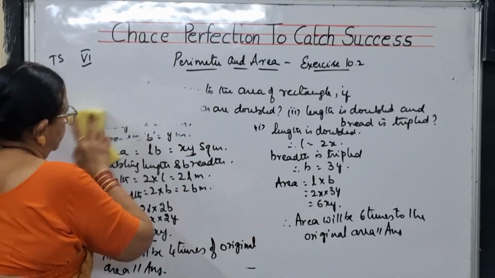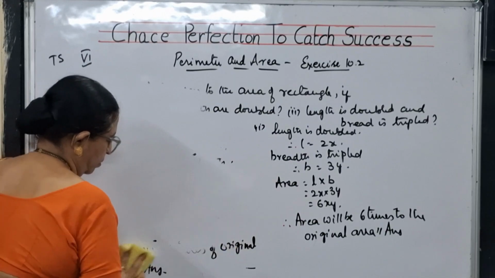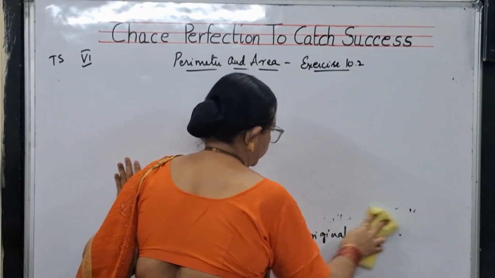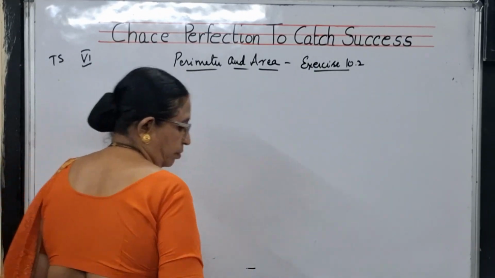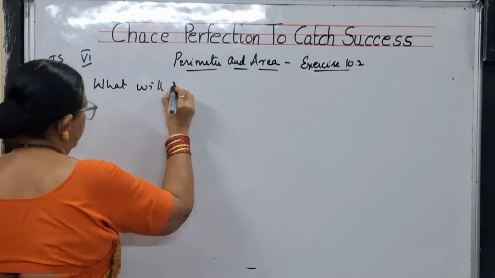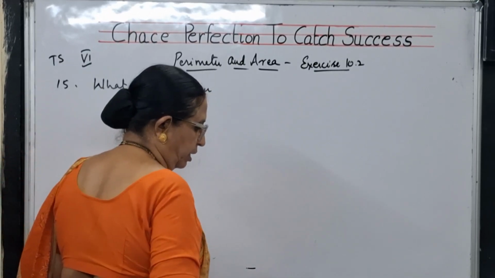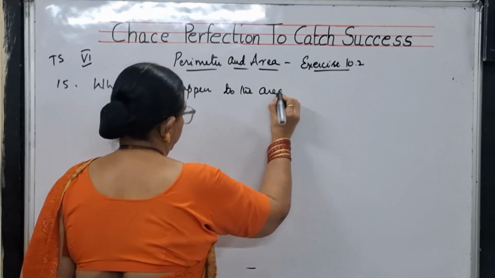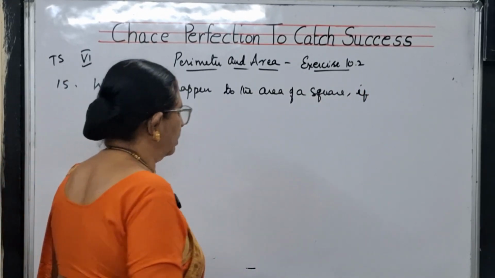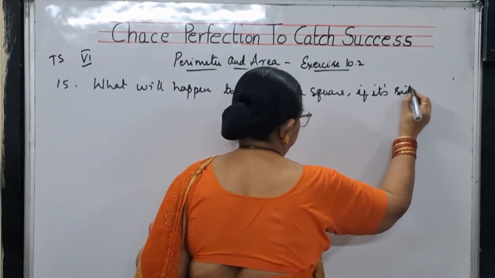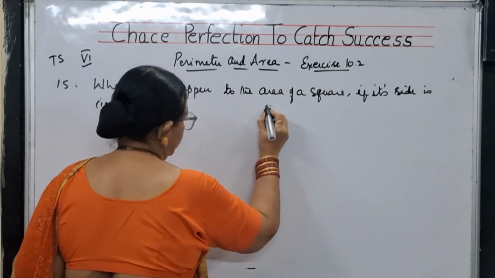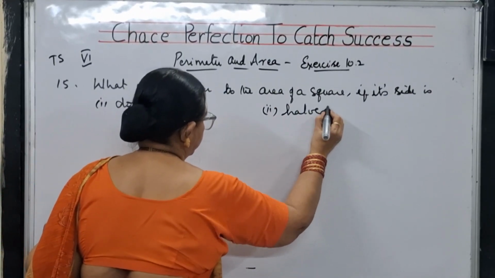Now, the 15th one. What will happen to the area of a square if, first bit, its side is doubled and, second bit, halved, that means reduced to half?